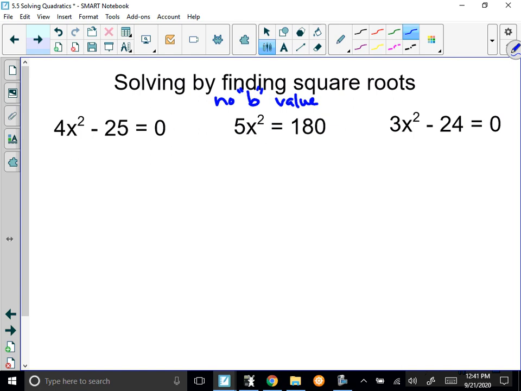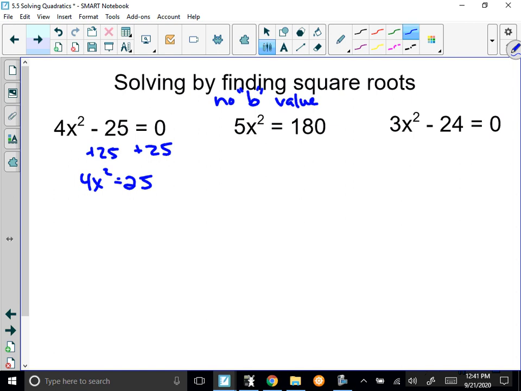So for this, we'll look at this one. 4x squared minus 25 equals 0. So to solve this by square rooting, you'll want to do the exact same thing you did when you solved any equation. Get x alone. Okay? So we will add 25 to both sides, and we will have 4x squared equals 25.